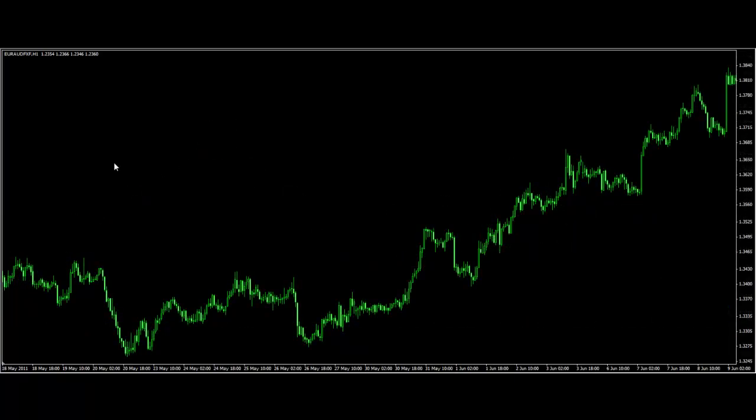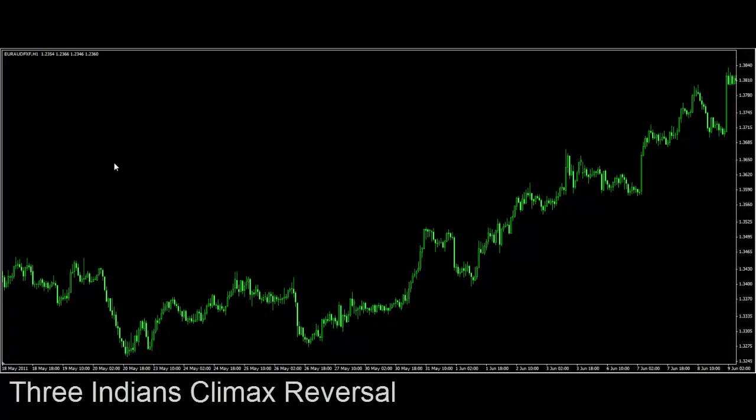Alright guys, this is a climax reversal pattern, and I learned this from the Street Smarts book, and I would recommend that book. You'll find that that book is referenced at the end of this video for additional reading and reference among other books.